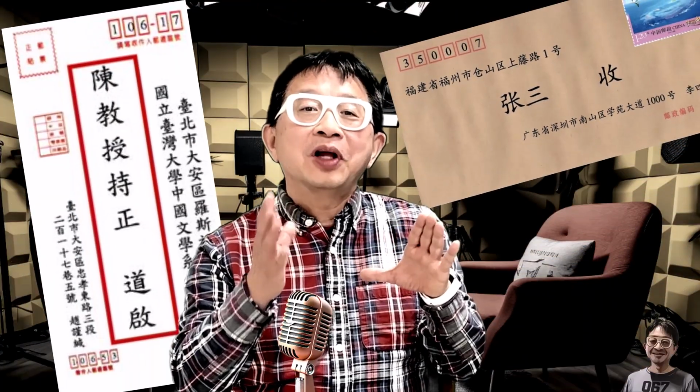Now that we've talked about addresses, let's talk about how to get these addresses onto envelopes. And the way to do it is different in mainland China than it is in Taiwan and Hong Kong. Let's begin with Taiwan, which has the most traditional envelopes. As you can see here, on these envelopes, everything is written vertically. The text is written vertically. This is the most traditional type of Chinese envelope.